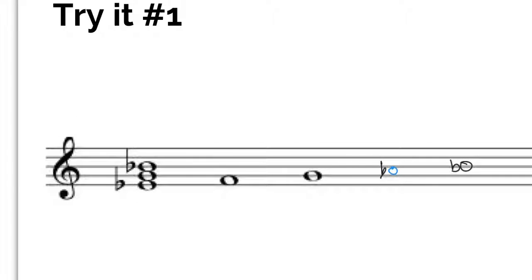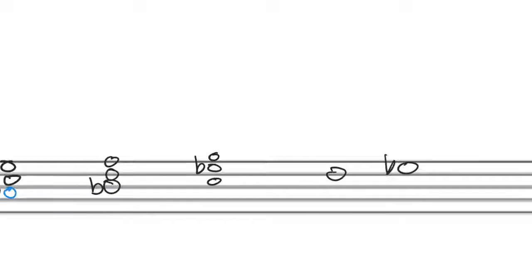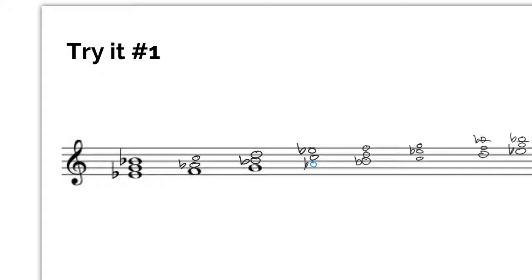All right, so let's build our chords. We have F, A flat, and C. Then G, B flat, and D. A, C, E flat. B flat, D, F. C, E flat, G. D, F, A flat. That's poorly drawn, I apologize. And then E flat, G, B flat. And again, these are in E flat major.